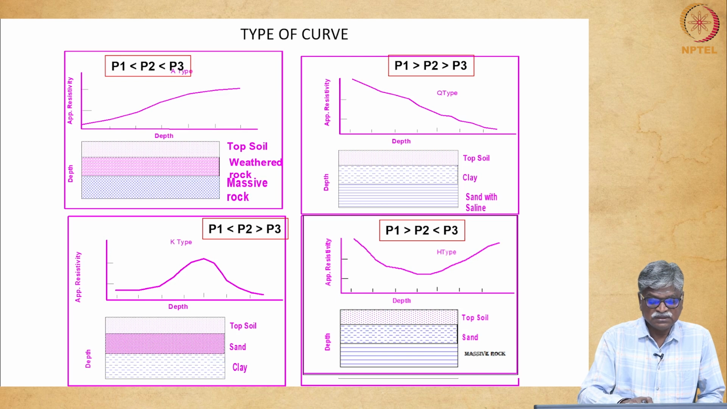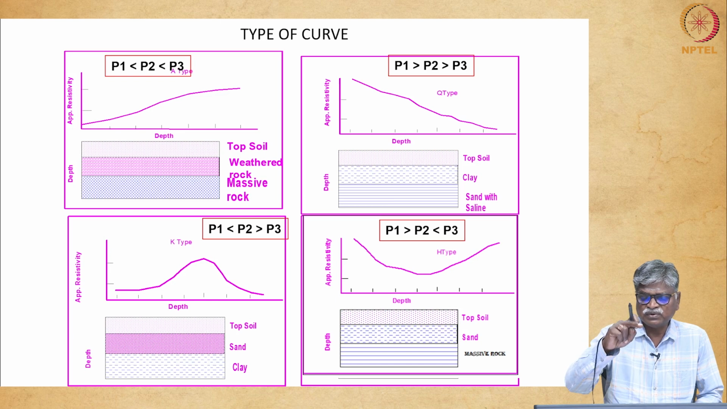It is the sedimentary area. And this one is the Q type. Q type is always in a sedimentary area where the salinity is there. The resistivity, the first resistivity from the top, will decrease. That is the salinity area, the coastal area, where you will get the Q type.